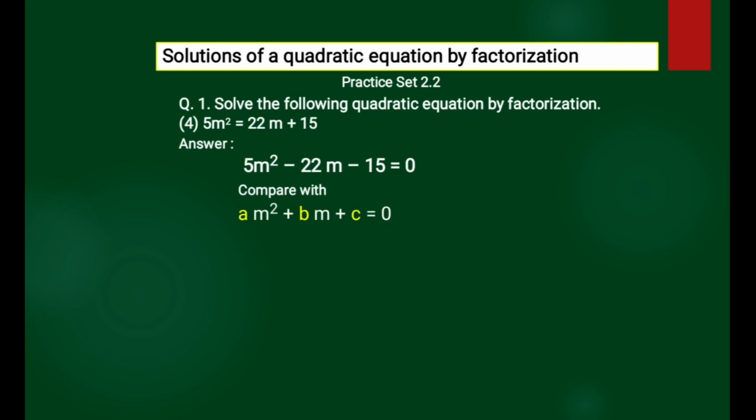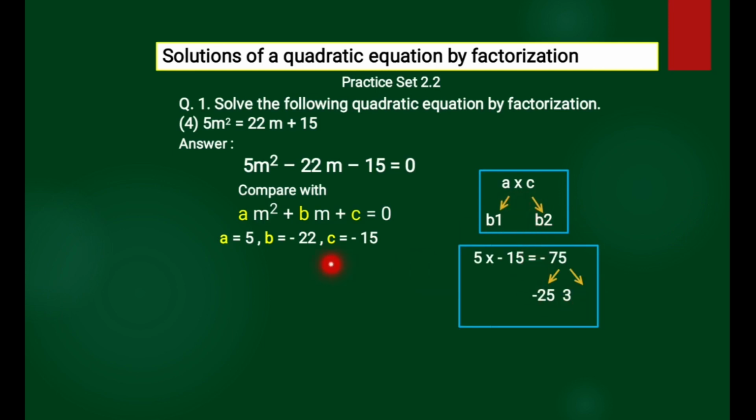So we compare this with am square plus bm plus c equals to 0. After comparing, we get a equals to 5, b equals to minus 22, c equals to minus 15. So first we multiply a with c. For a into c, we replace a by 5 and c by minus 15. So 5 15s are 75, and here minus sign.